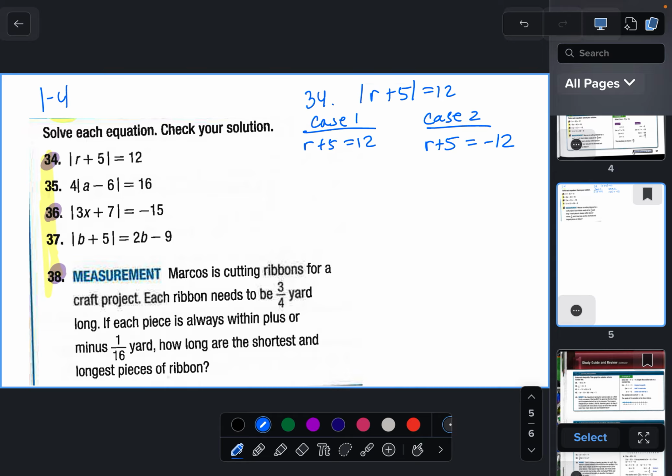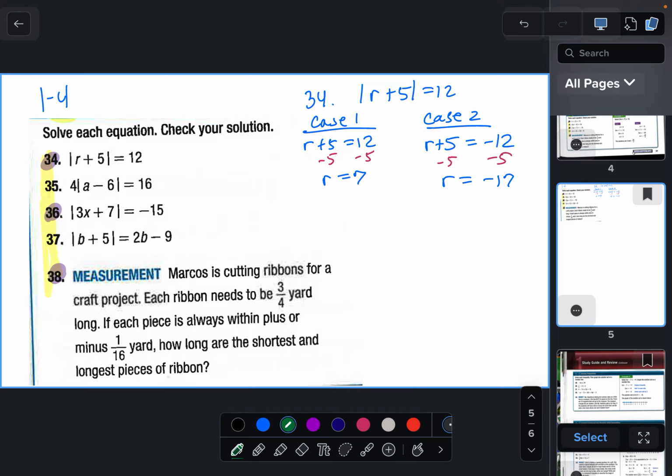So for every single one of the 1-4 section, you should get 2 answers, okay? So every single problem for 34 through 38, you should do it twice because of a positive case and a negative case. Now let's solve them. For case 1, we would subtract 5, and we would get that r is equal to 7. Now here's what's different. On case 2, when we subtract 5, we get that r is equal to negative 17. Okay, so that's the main difference. You get a positive answer and a negative answer.